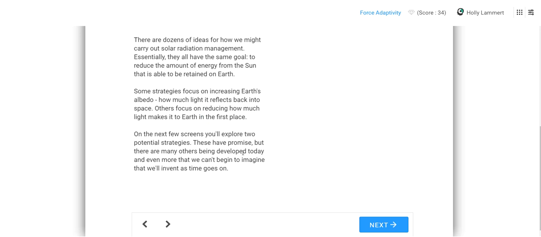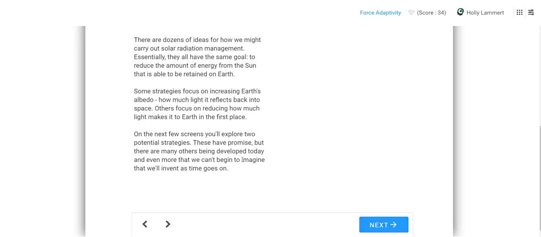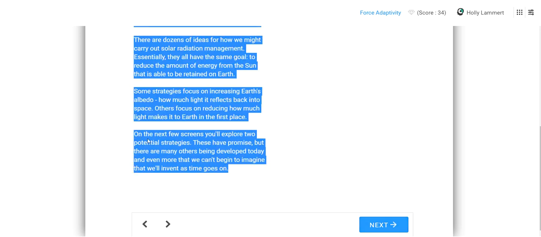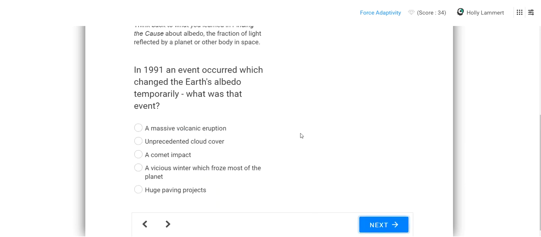Over the next few screens, you'll explore 2 potential strategies. These have promise, but there are many others being developed today, and even more that we can't begin to imagine, that we'll invent as time goes on. That you might even invent as a teenager going into the field. In 5 or 10 years, you might be on the forefront of developing these technologies.